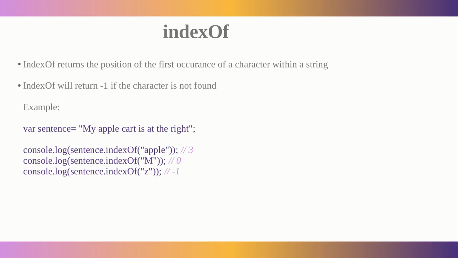sentence.indexOf the word apple will return 3, as between my and the word apple, there are 3 positions: m at position 0, y at position 1, and the space at position 2. The thing to notice here is sentence.indexOf the character z, which returns minus 1. When the indexOf method cannot find the specified argument, it will return minus 1. And with this, let's go ahead and use this in our setDecimal function.